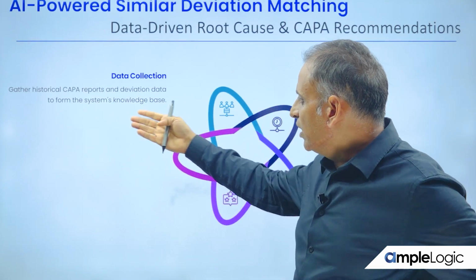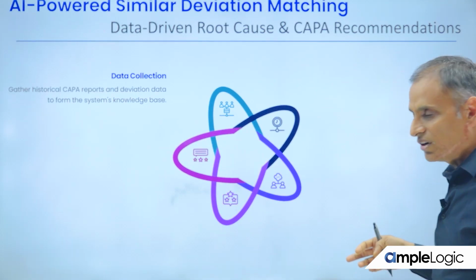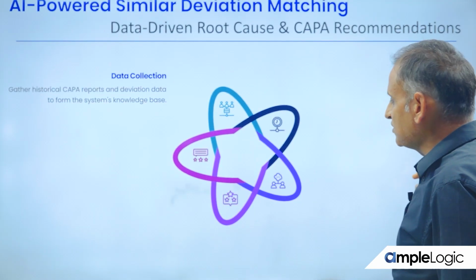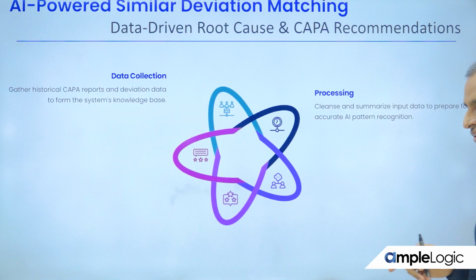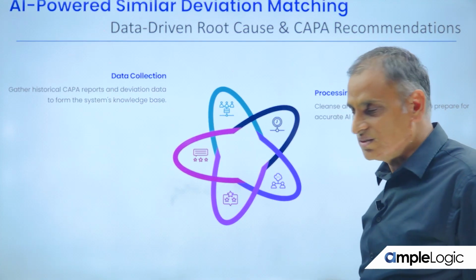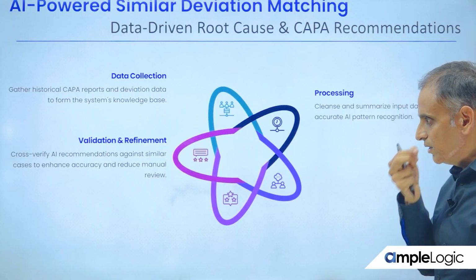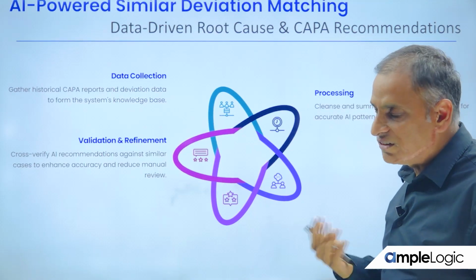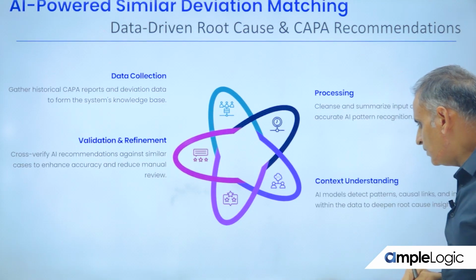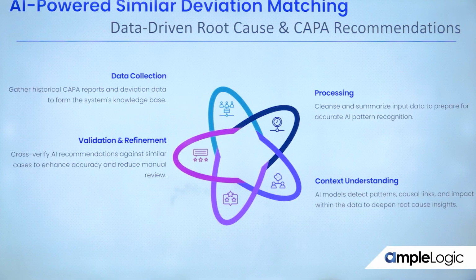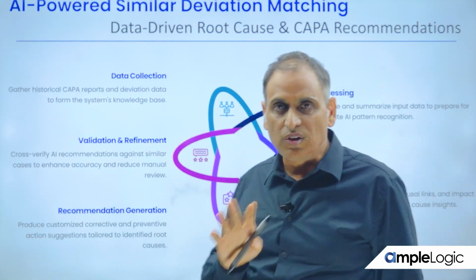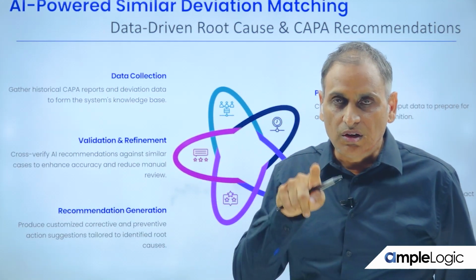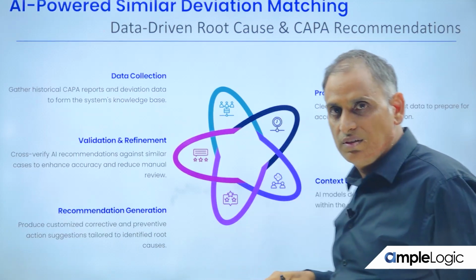So here you have volumes of records of these CAPAs and the deviations, right, available in your current systems. We need to clean this particular data, right? How it's going to be cleaned, we can discuss. So now validating this data and refining this data, and the context understanding, that's where the AI models are going to play a big role. Then after that, finally the recommendation generation. So this is the simplistic approach of that entire cycle, right?